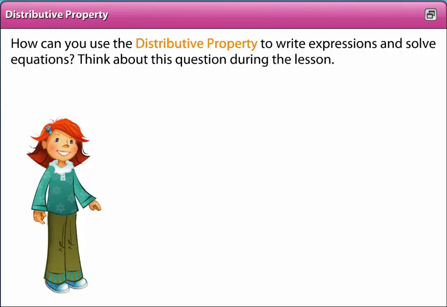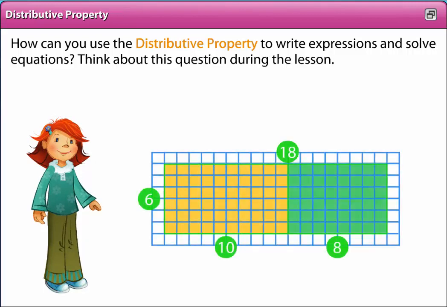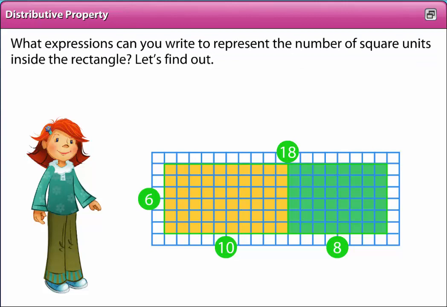How can you use the distributive property to write expressions and solve equations? Think about this question during the lesson. What expressions can you write to represent the number of square units inside the rectangle? Let's find out.